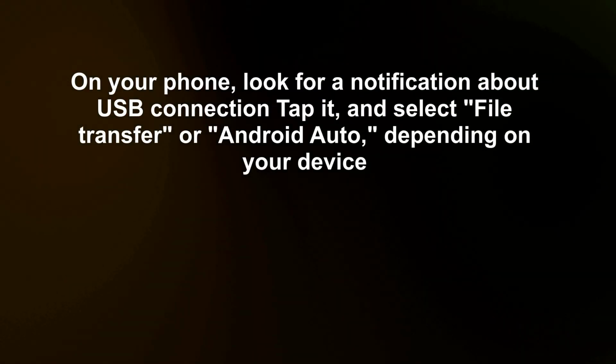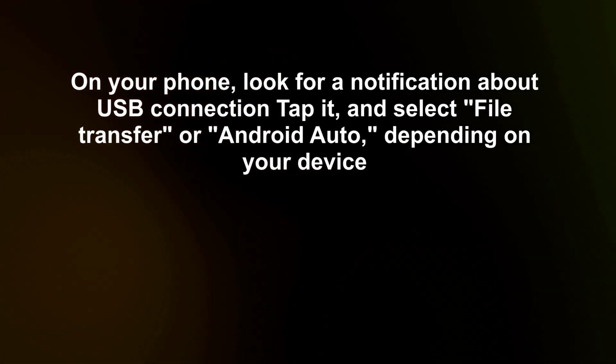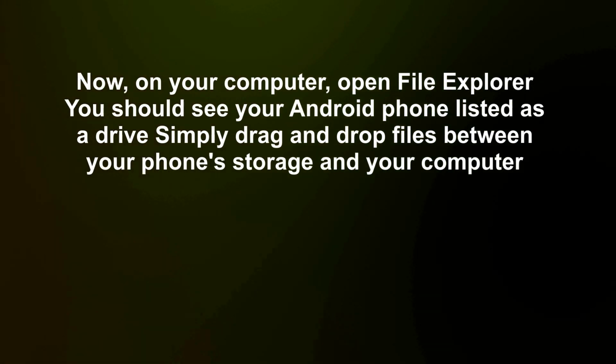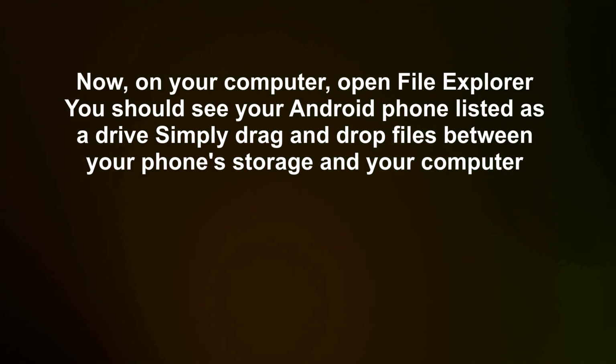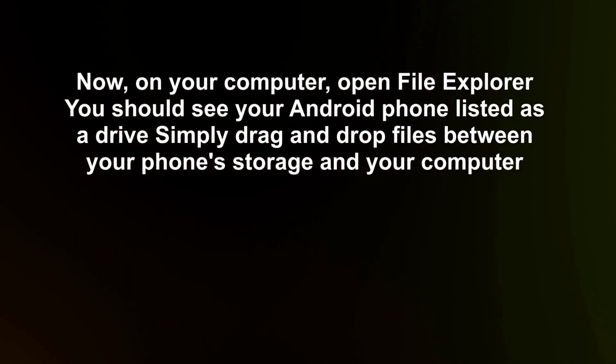On your phone, look for a notification about USB connection. Tap it, and select File Transfer or Android Auto, depending on your device. Now, on your computer, open File Explorer. You should see your Android phone listed as a drive. Simply drag and drop files between your phone storage and your computer.